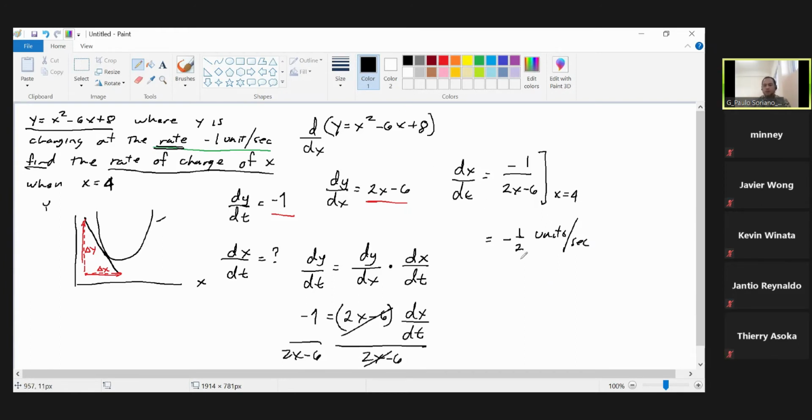Okay, so questions? Questions on how to do this? None at the moment. Now that we understood the algebraic concept of it, we have here just a graph, a change in y, a change in x, and we were able to get dx/dt. So we understand it on paper, but how can we relate this to real world situations?